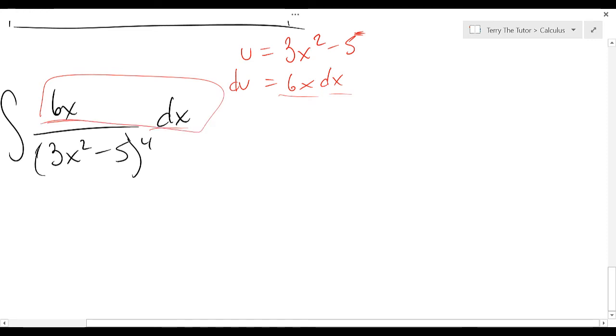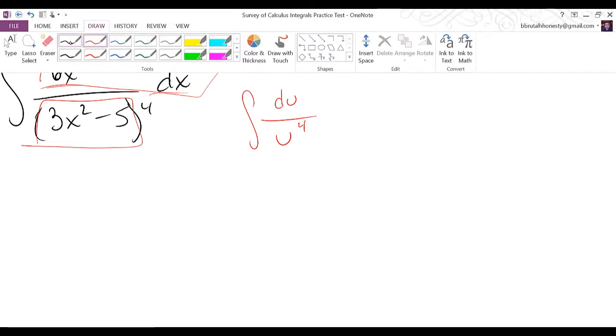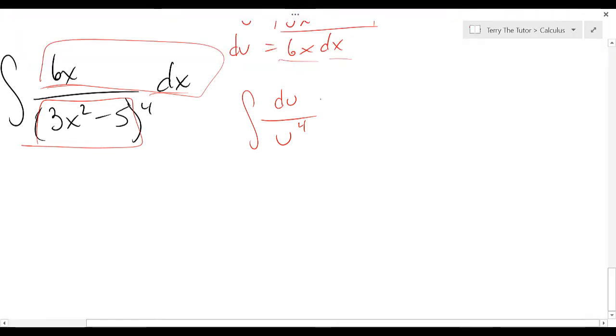Do I have a u? Oh, thank goodness, I have a u. I've got my u right there. So let's just go ahead and substitute. So I've got the integral of du over u, but it's u to the fourth power. Alright, the hard part is done. Now it's just the basic general power rule. So I'm going to bring this into the numerator.